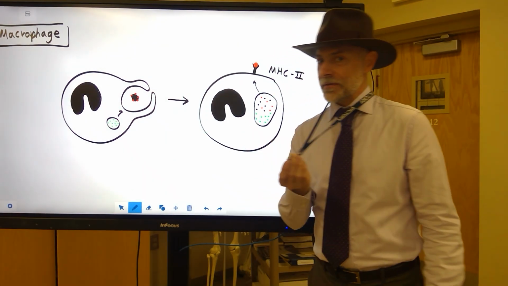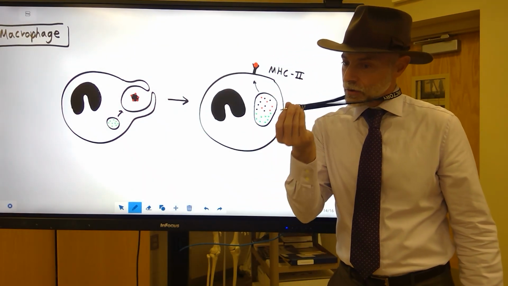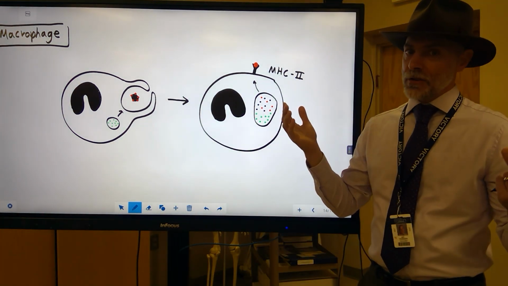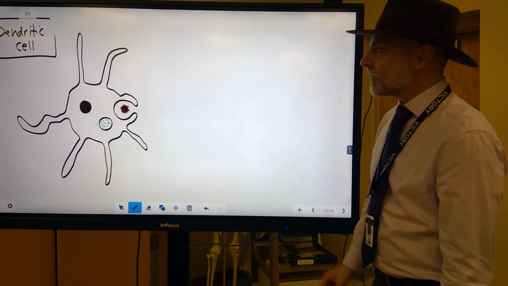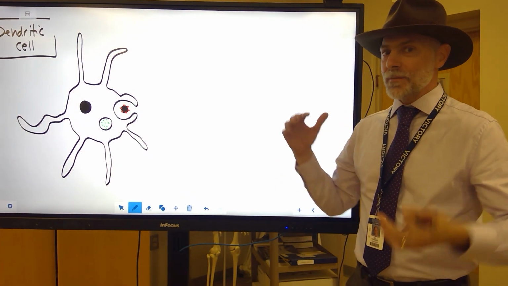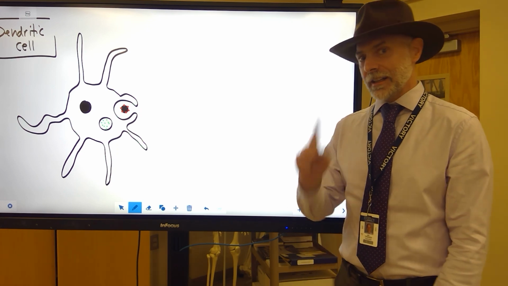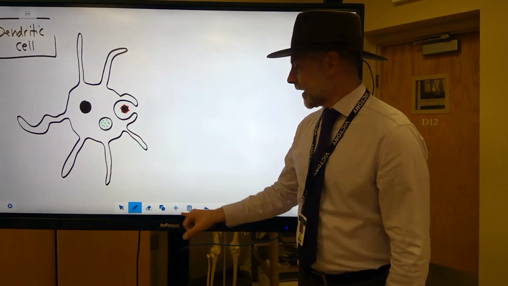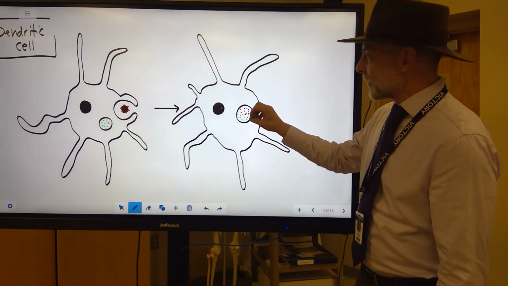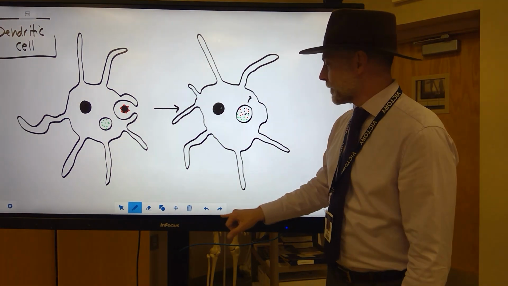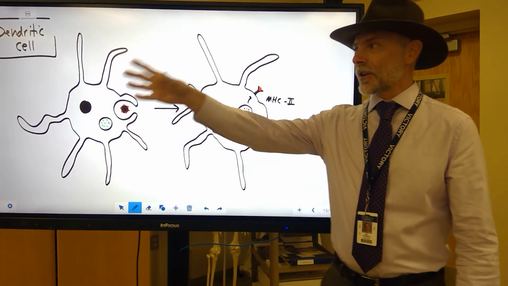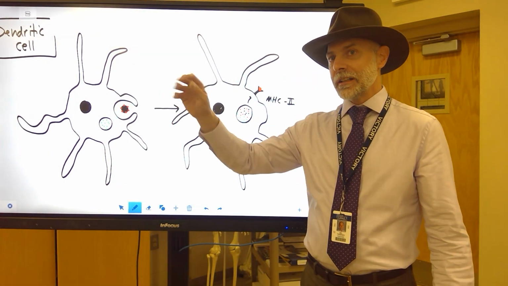Because it's going to go off and try to find a helper T cell and say, hey, look what I found. Look, Mr. Kowalski. All right, so that's the job of the macrophage. The dendritic cell basically does the same thing, except that it does not eat a bunch of bacteria. It eats one. It does phagocytosis. A lysosome comes over and fuses. The lysosome breaks apart the bacterium, and then it holds a little piece of the bacterium out, and it's going to go try to find a helper T cell in a lymph node.